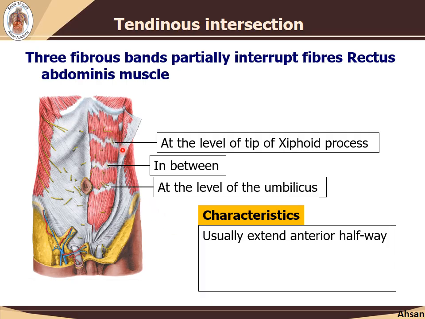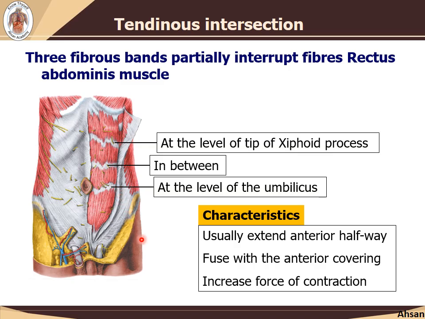The peculiarity of this tendinous intersection is that it usually extends in the anterior part, and the anterior half is usually covered. It is not present throughout the thickness of the rectus abdominis. It fuses with the anterior rectus sheath. The posterior rectus sheath is free, and this increases the force of contraction.